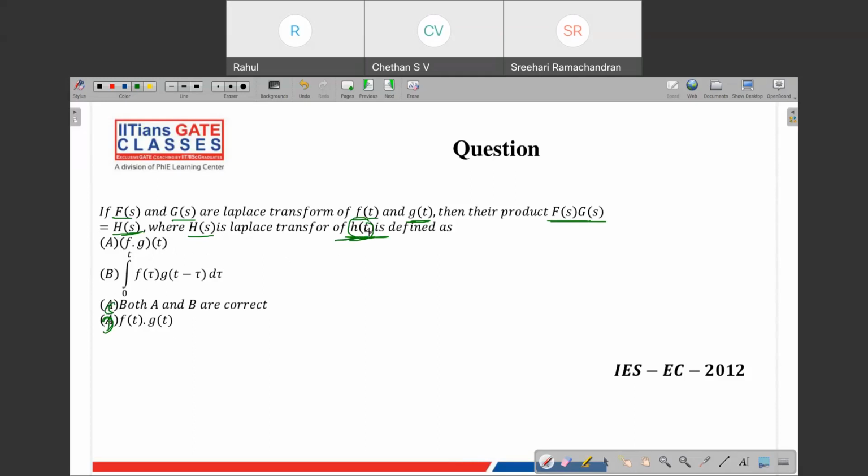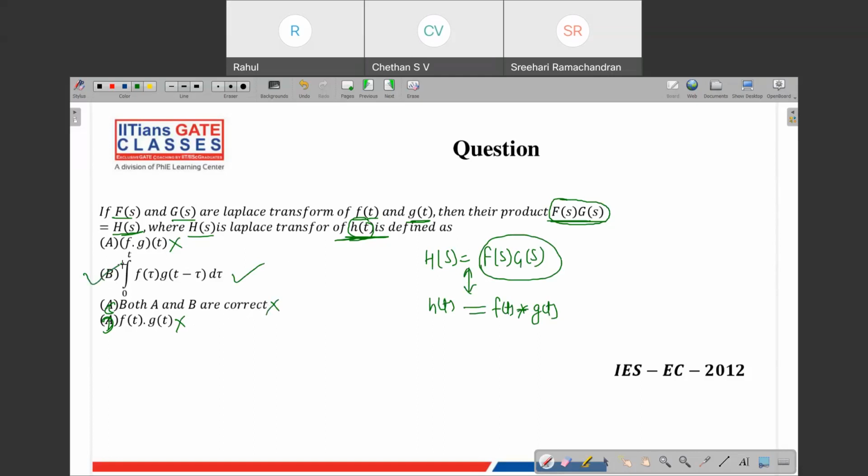Here we need to use the convolution property that we just saw: multiplication in the Laplace domain is convolution in the time domain. So if H of s is equal to F of s into G of s, when you take this into the time domain, it will become h(t), and on the right side, where here it is multiplication, in the time domain it will be convolution. So this is wrong, this is also wrong, and this is also wrong. This will be the correct answer, which is the convolution of g(t) and f(t).